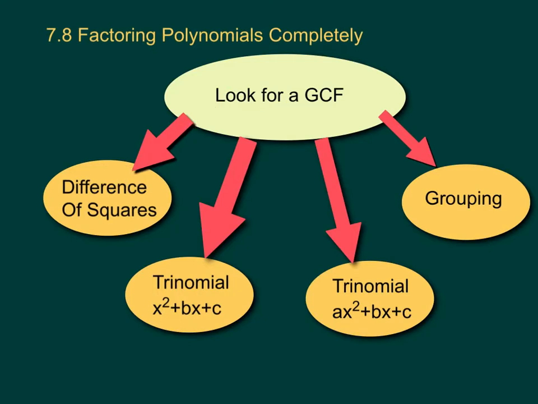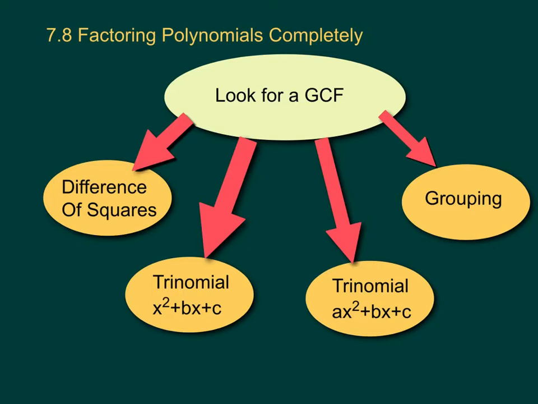We look to see if we have a difference of squares, something that's in the form of a squared minus b squared. If it's not a difference of squares, we would check to see if it's a trinomial where the lead coefficient is 1. If it's in the form of x squared plus bx plus c, we try to figure out the two numbers that multiply to c and add up to b and use those to factor our polynomial.